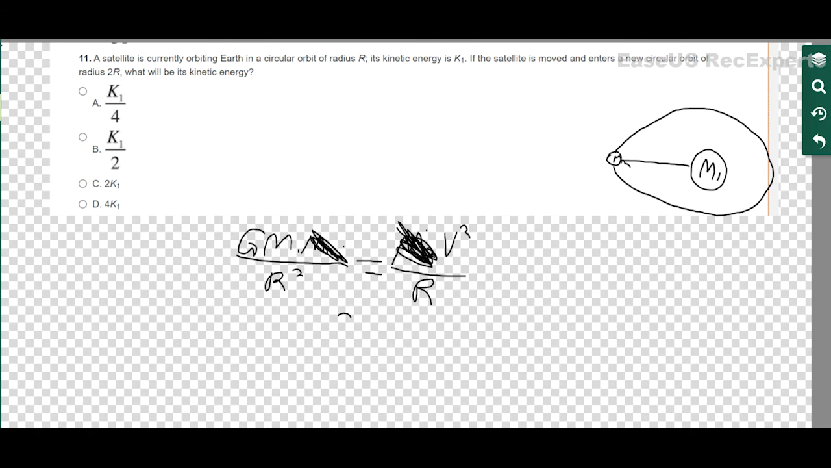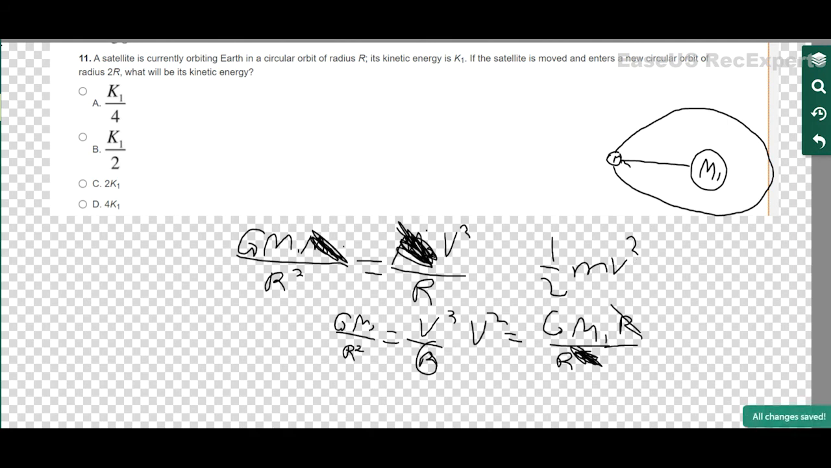So we can set G m1 over r squared equal to v squared over r. And now we know that our v squared is going to be equal to G m1 over r, because you're going to have r squared over here and r over here. If you multiply r to the other side, then you would cancel this and the exponent on this one out, so you would get G m1 over r for your v squared. Now we won't be taking the square root because kinetic energy is equal to 1/2 m times v squared.